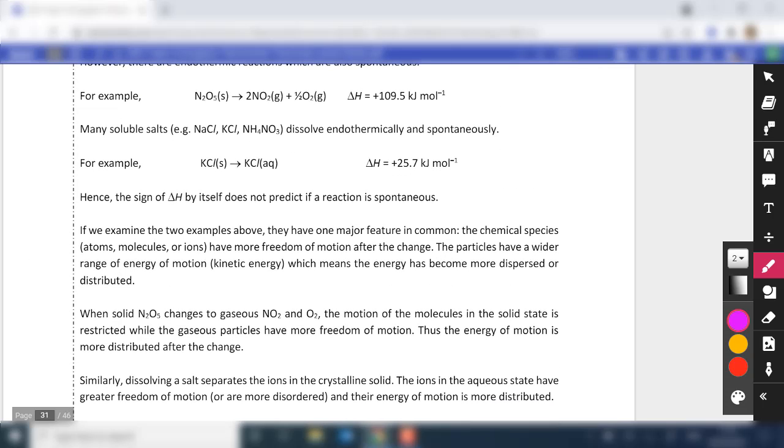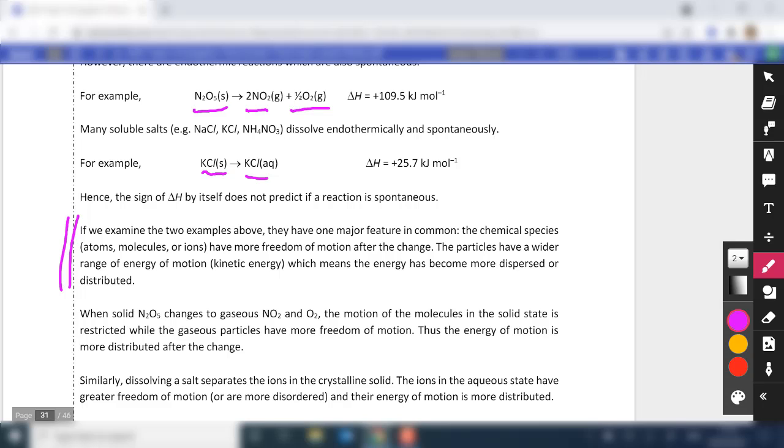If you look at this particular paragraph, they describe a few things. They mention that although the above two processes are endothermic, they have one common feature. A solid eventually becomes 2.5 moles of gaseous molecules. So from 1 mole of solid, you get 2.5 moles of gaseous molecules. And in the one below, the solid dissolves to give you aqueous ions.